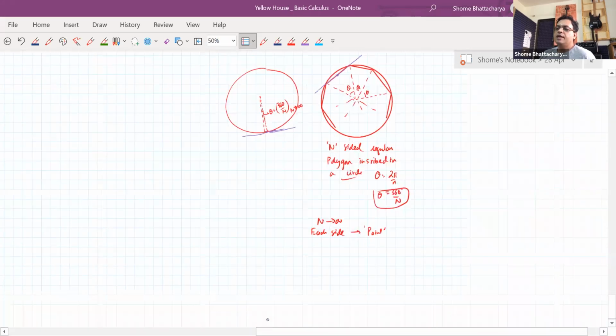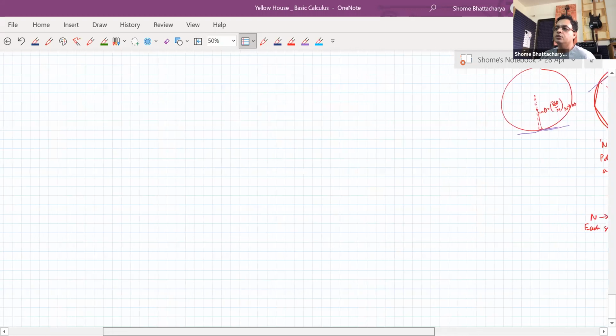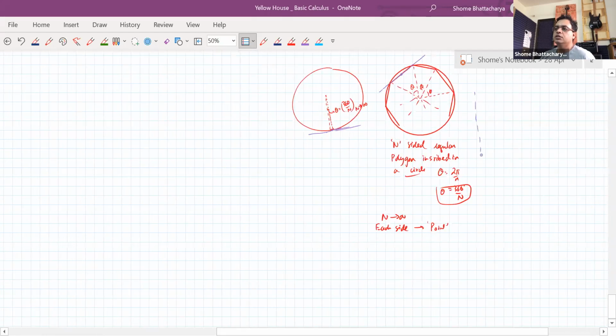So this is a bit of an abstract geometrical idea, and we'll come back to ideas like this as we do more calculus also. But is this clear so far? This n-sided polygon thing. Each side of the polygon will tend to become a point. Yes, sir. Okay, so if we extend that side of the polygon, that becomes nothing but a tangent.